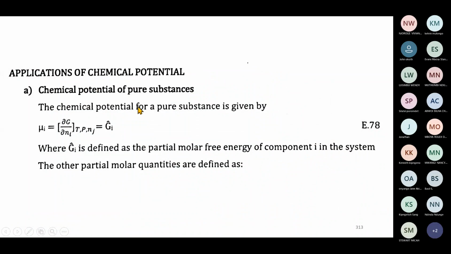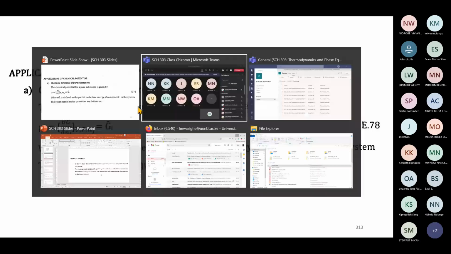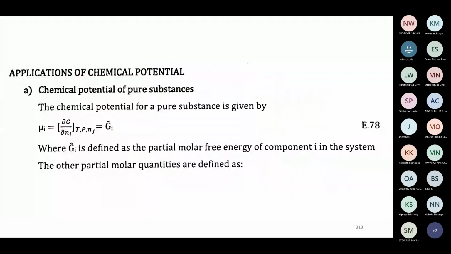Now, applications of chemical potential. We can find the chemical potential of pure substances. So the chemical potential of a pure substance is given by this expression, and it can be symbolized by Gi, where you have this symbol on top. Now, this is defined as the molar free energy of the component i in the system.